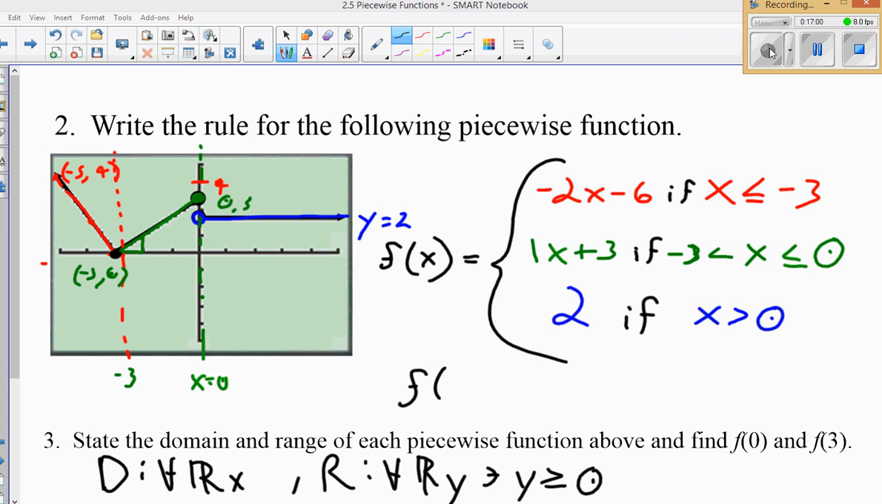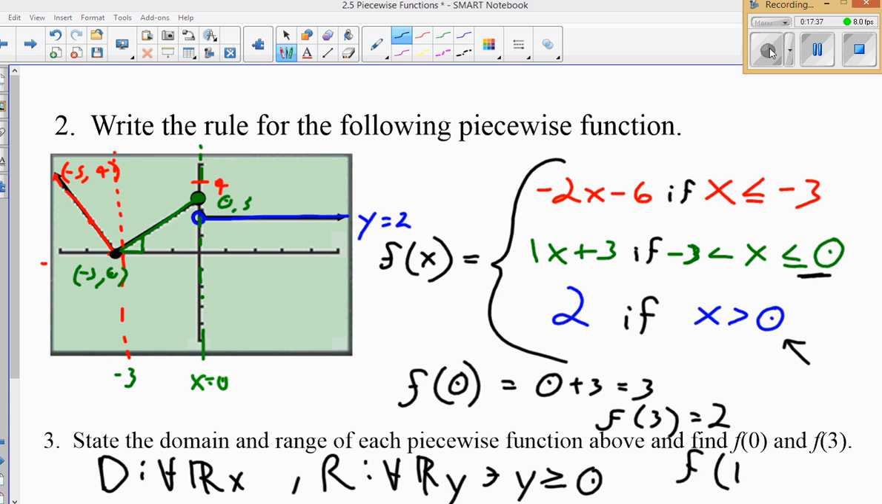Okay, so f at 0, again, left to right. 0 satisfies this condition here, so I need to put it into that equation. That's going to be 0 plus 3, which is equal to 3. Sure enough, when I go to 0, I see that point there. So f at 3, well, that meets this condition. It's greater than 0, so it's just equal to 2. Don't have to do any arithmetic. Any x value greater than 0 here is going to be 2. So f of 1,523 is equal to, you guessed it, 2 as well.